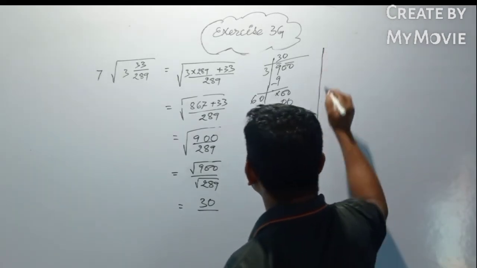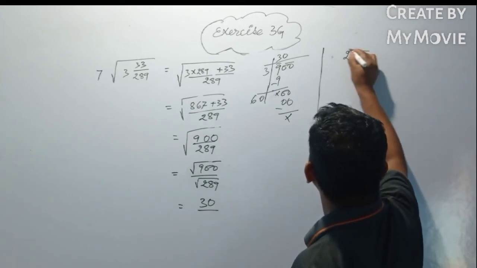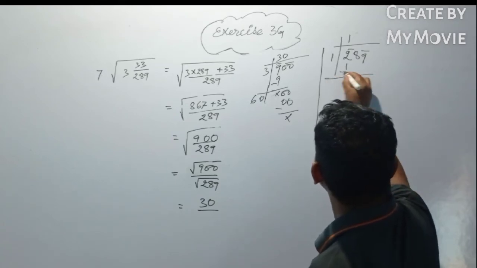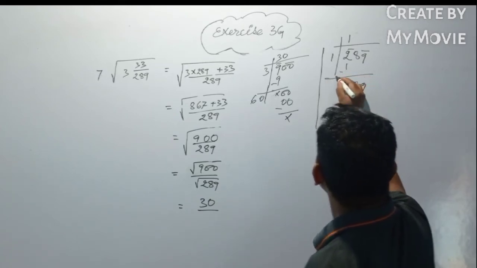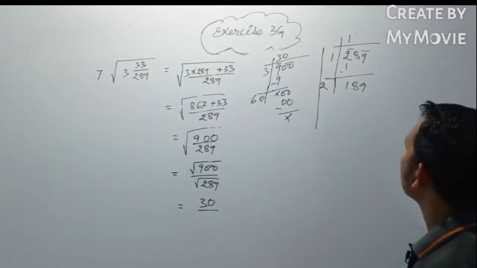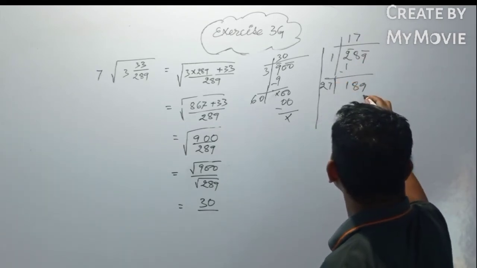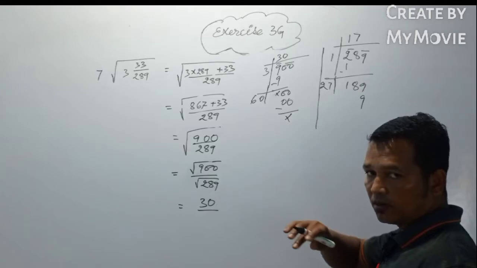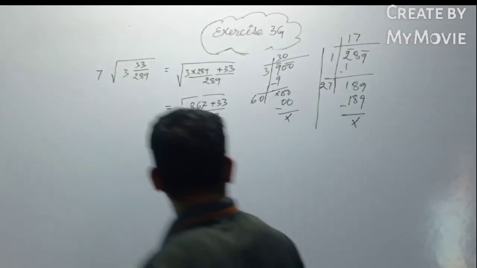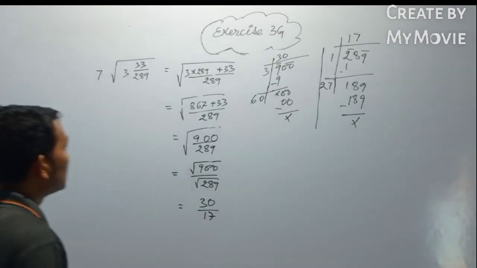Square root of 289. 1 1 is 1, 2 minus 1 is 1. 1 plus 1 is 2. Now 7 7s are 49, 7 2s are 14, 14 plus 4 is 18. So the square root of 289 is equal to 17.